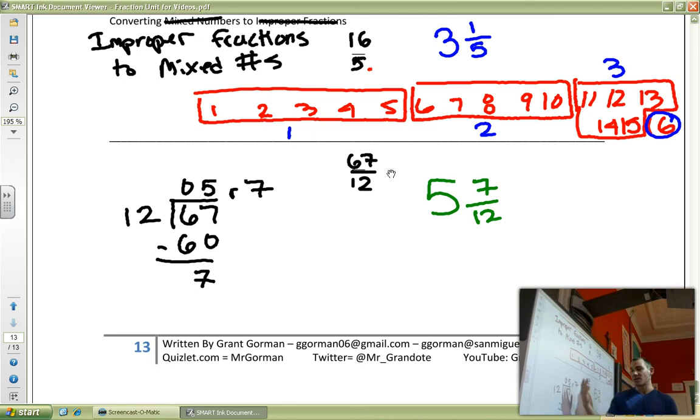It's that easy, just a little division and knowing which parts to put where. So reminder, keep your denominator, the 12, move your quotient, the answer to your division problem, to your whole number, and take your remainder and put it in the numerator spot, and you'll be all set.